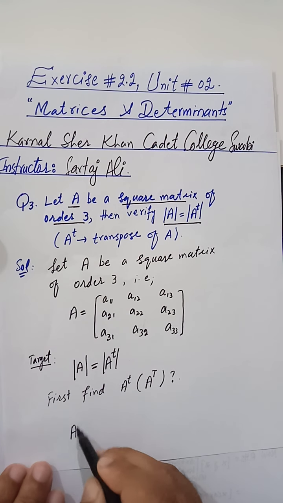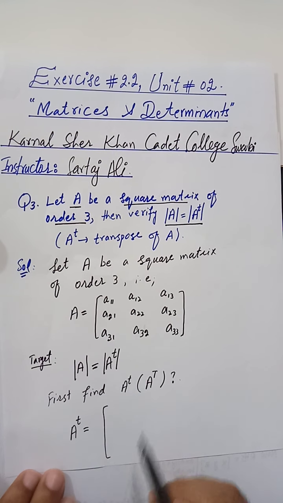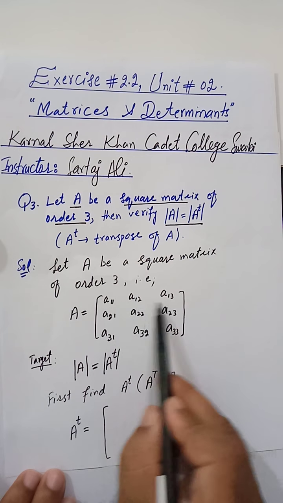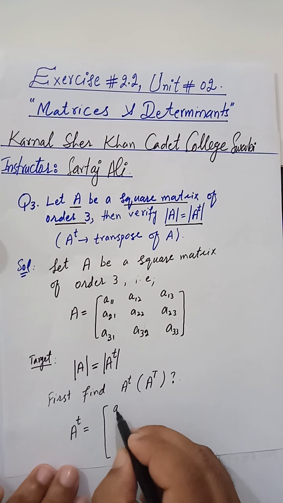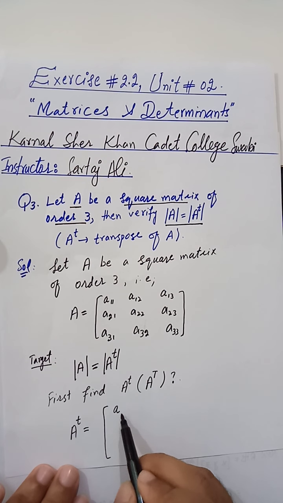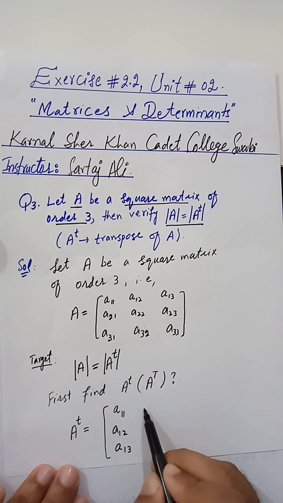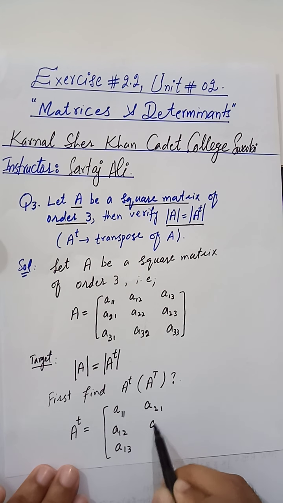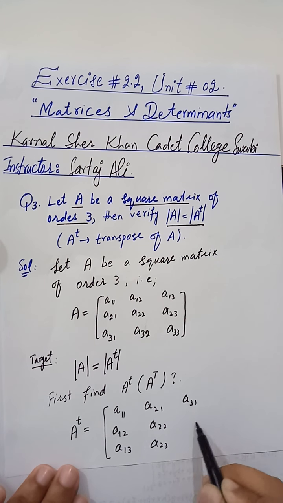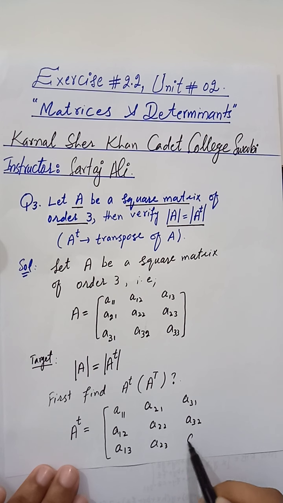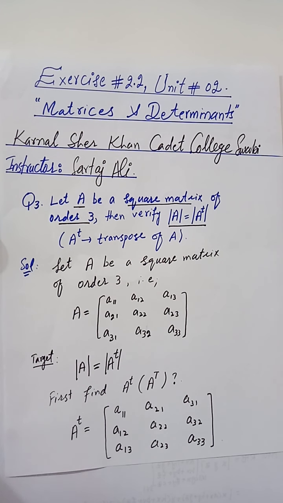So A transpose will be equal to a matrix in which you need to convert the rows into columns or columns into rows. It is your choice. So I am converting rows into columns. So the first row is written in the first column. You see that the second row of a matrix A is written in the second column. The third row of a matrix A is written in the third column. So this is the transpose of the given matrix.